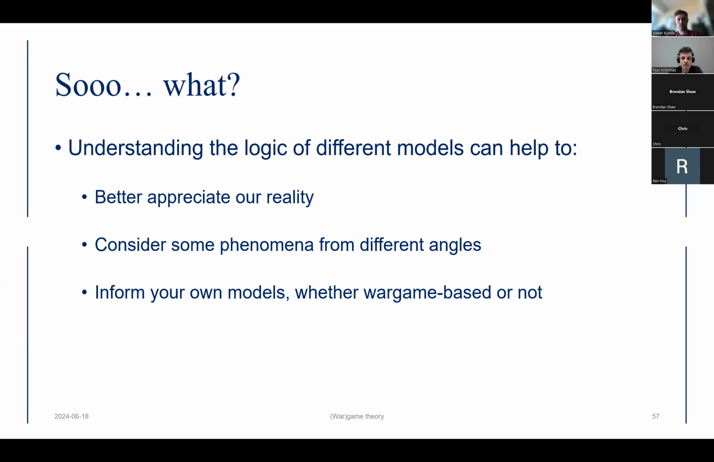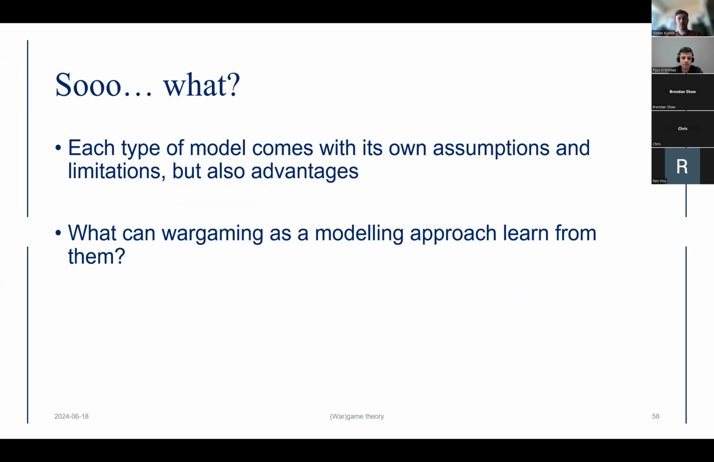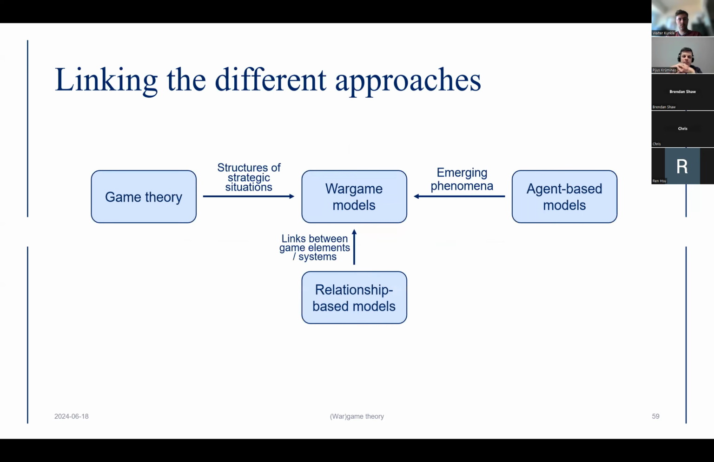Why is it relevant to understand the logic of different models? First of all, it helps to better appreciate reality, because each model provides a certain angle on whatever we want to understand, while several can help us be more informative from very different perspectives, from understanding the linkages to understanding the behavior there. And most importantly, it can help us inform our own models, whether we're talking about developing wargames or not.